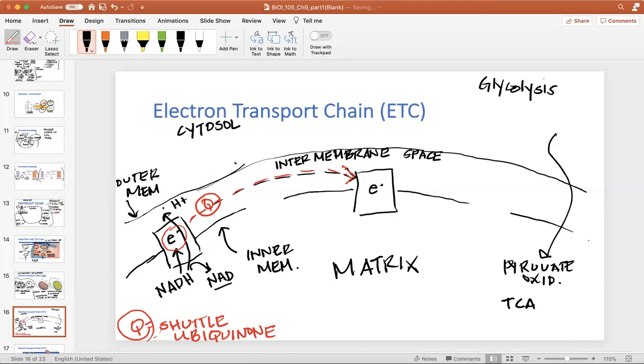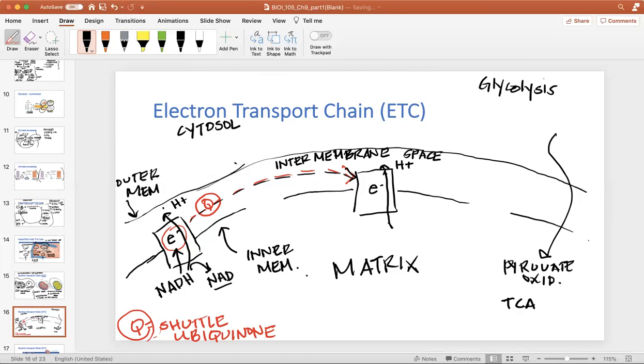So here it is. Here's our electron again. Now, this electron has some energy with it. So what's it going to do? It's going to pump a hydrogen, just like we did over here. It's going to pump a proton, a hydrogen ion, up into this intermembrane space, okay? Now, what we're doing in both of these circumstances is we're using the energy of these electrons to pump against a concentration gradient. So we're going to make a whole bunch of protons up in this area. We're going to make a really high concentration up here, and we're going to have a low concentration down here.